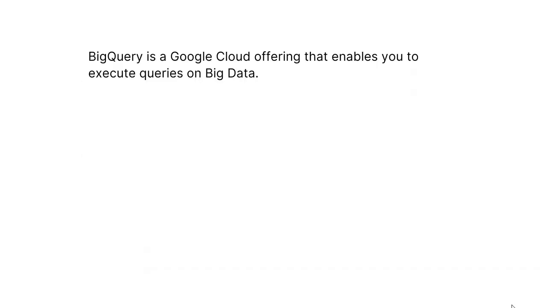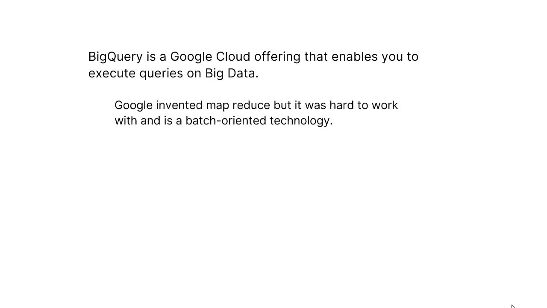In this lecture, let's define what BigQuery is. Google's exponential data growth was causing problems. Google needed a tool that enabled interactive queries over big data. Yes, Google invented MapReduce. However, MapReduce is a batch-oriented technology. Getting answers from MapReduce jobs takes a long time. Google needed something more interactive.